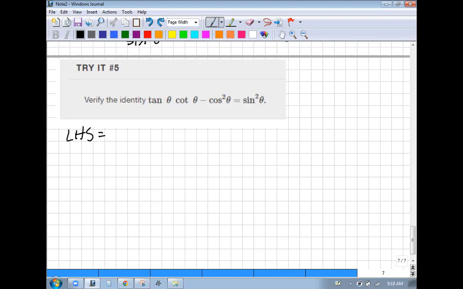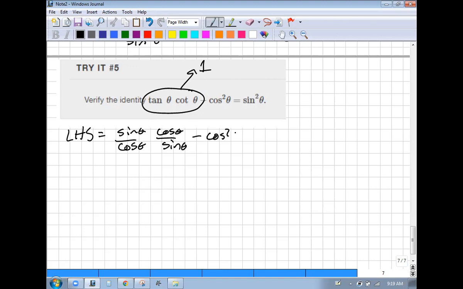One thing you should recognize right off the bat is that's just 1, right? Tangent is 1 over cotangent, right? I could be like, not notice that and be like, okay, tangent is sine over cosine and cotangent is cosine over sine, right? And then I'd be like, okay, that's 1. And 1 minus cosine squared is sine squared, right? Because cosine squared plus sine squared is equal to 1. And we're done.